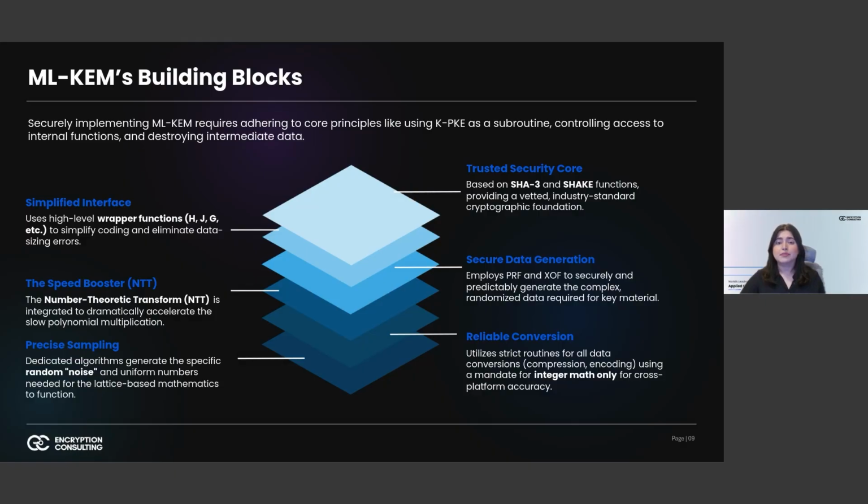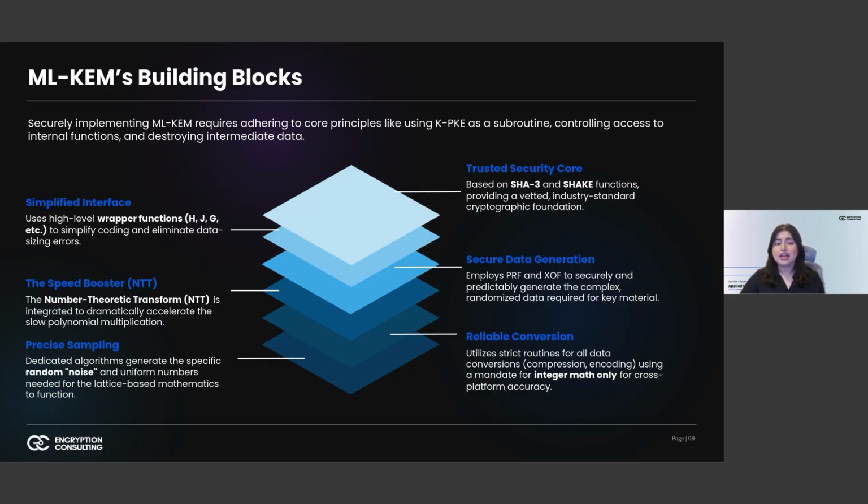ML-KEM is designed to support your development teams directly. Complex, low-level hashing operations are abstracted behind clear high-level names, what we call wrapper functions. This standardization prevents common integration errors such as confusing bit length with byte length, making development cleaner, faster, and much more reliable.